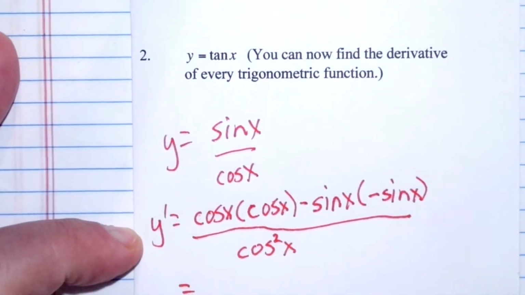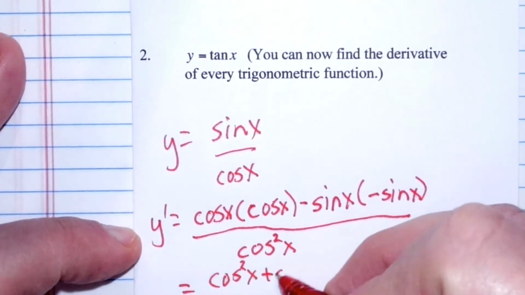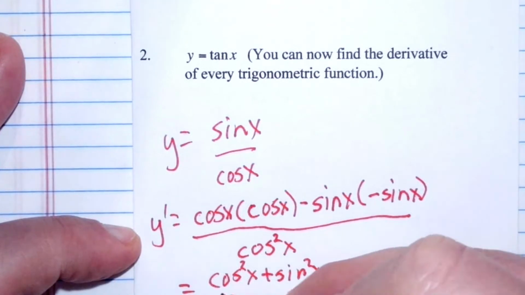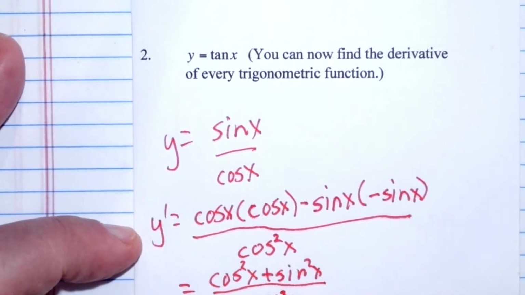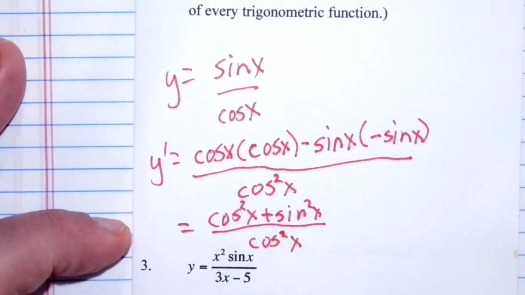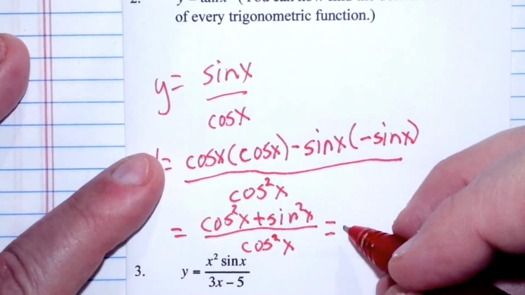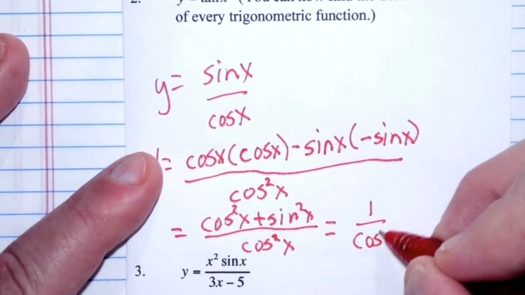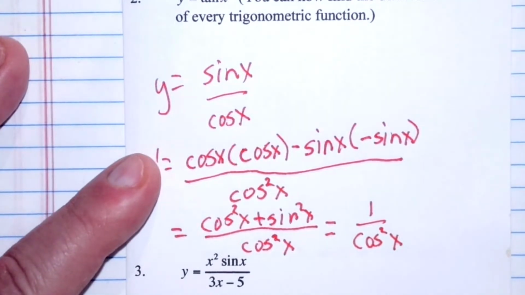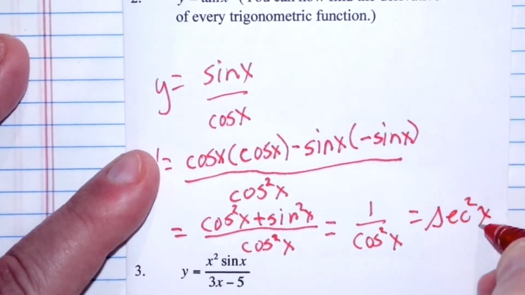Now, the numerator simplifies a great deal to cosine squared x plus sine squared x. And you'll recognize cosine squared x plus sine squared x as being part of one of the most well-remembered trig identities. That's equal to 1. So we've got 1 divided by cosine squared x, and the reciprocal of cosine is secant x, so this is secant squared x.